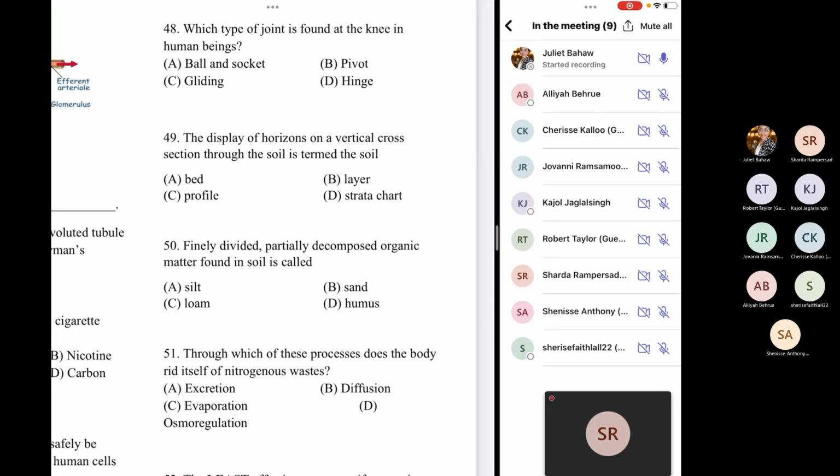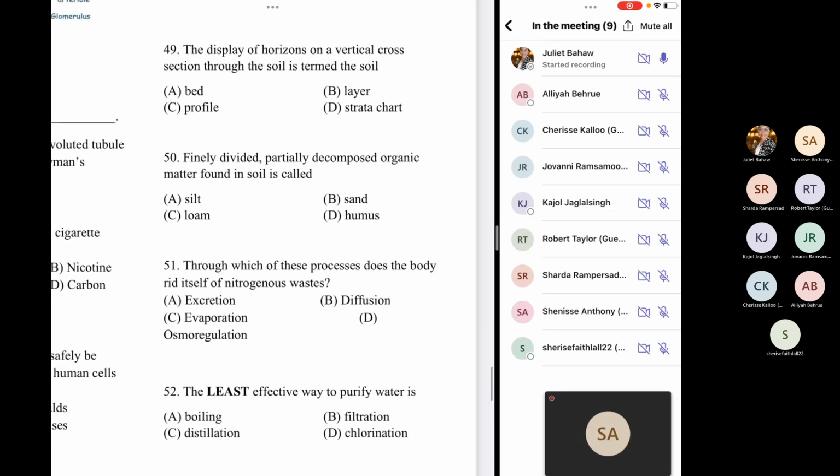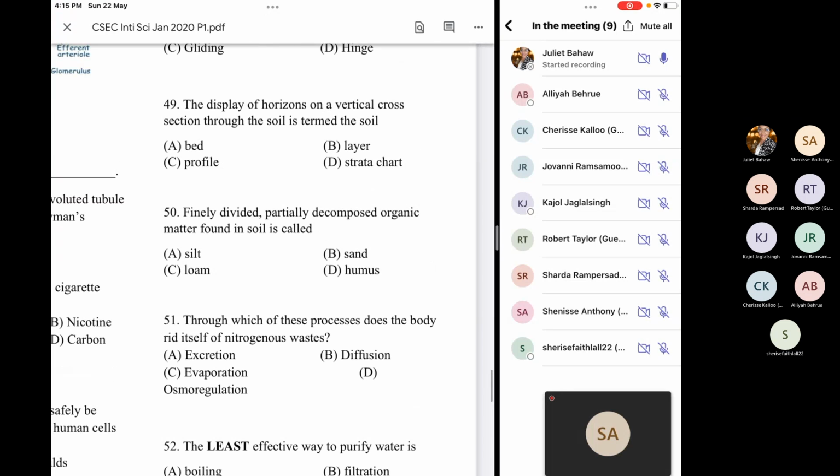Shanice? 48, yeah. Which type of joint is found at the knee in human beings? Hinge. All right. 49. The display of a horizon on a vertical cross-section through the soil is termed the soil, C, profile. Yes, soil profile. So that is when you are seeing the different layers of the soil. A vertical cross section.